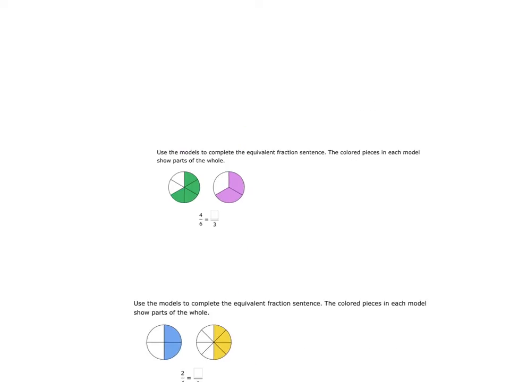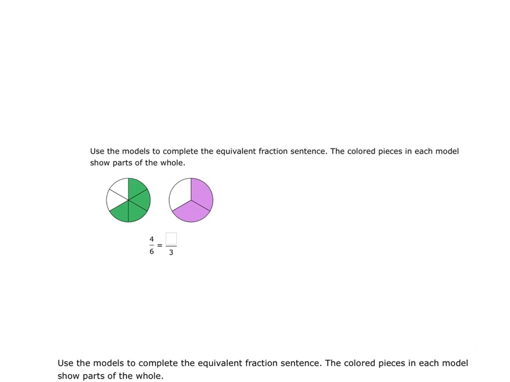Then IXL. Only one lesson today. You're going to go into IXL, check your target, which one? I believe it was P5. You're going to use the models to complete the equivalent fraction sentence. The colored pieces in each model show parts of the whole. So in this piece here, you see 4/6 is shaded, 4 out of 6. So what is equivalent to that in thirds? Well, you're going to put in that fraction right there.